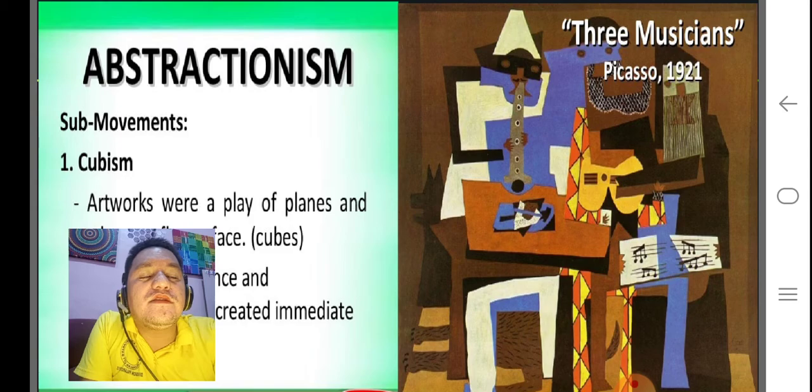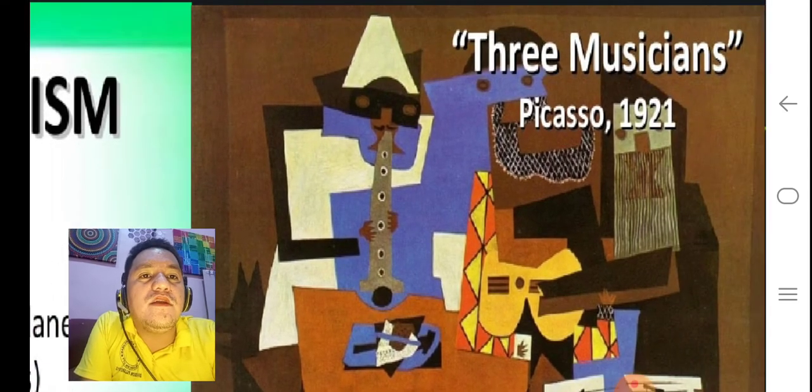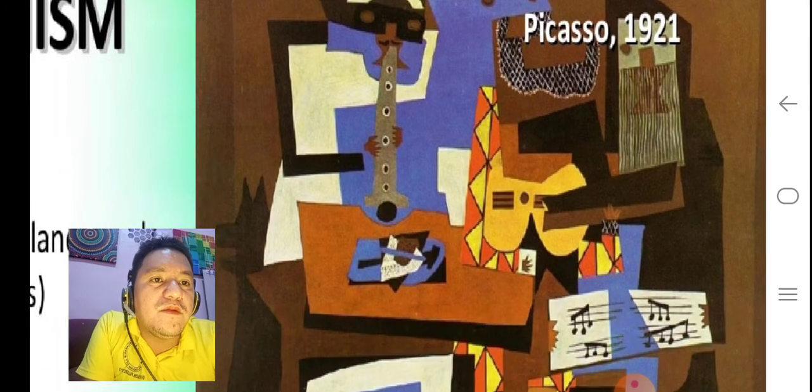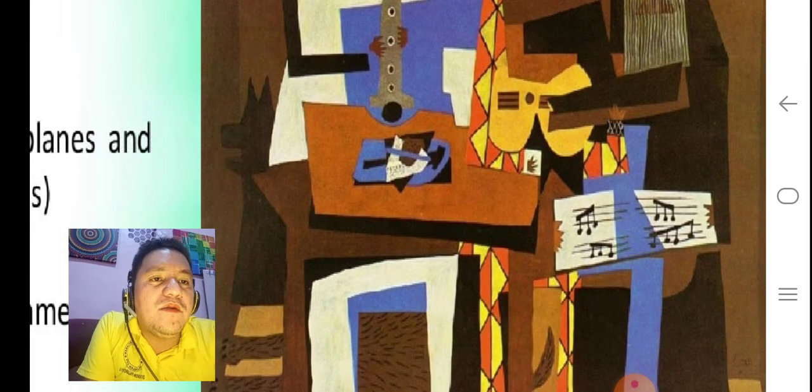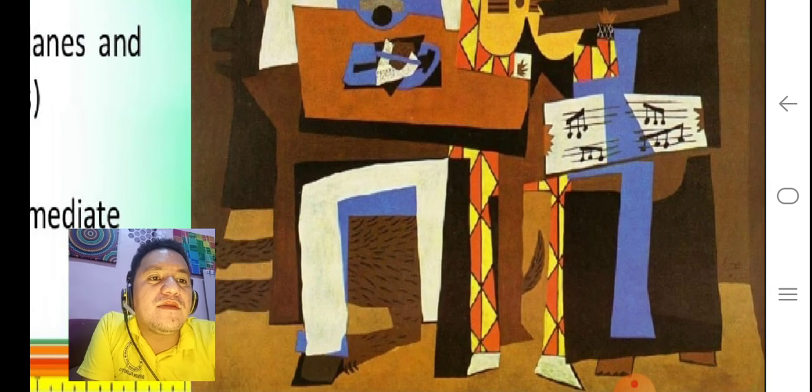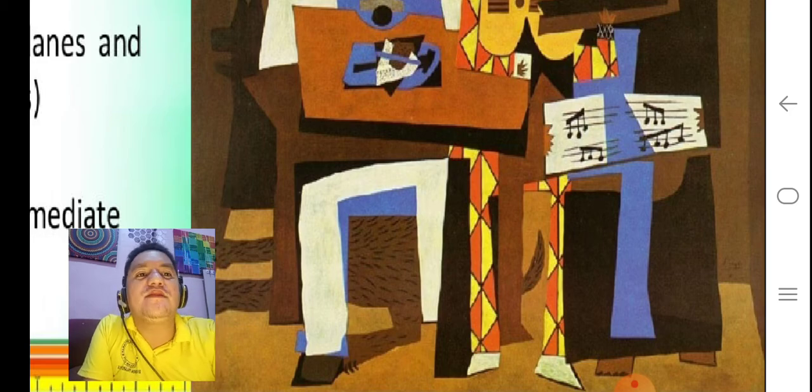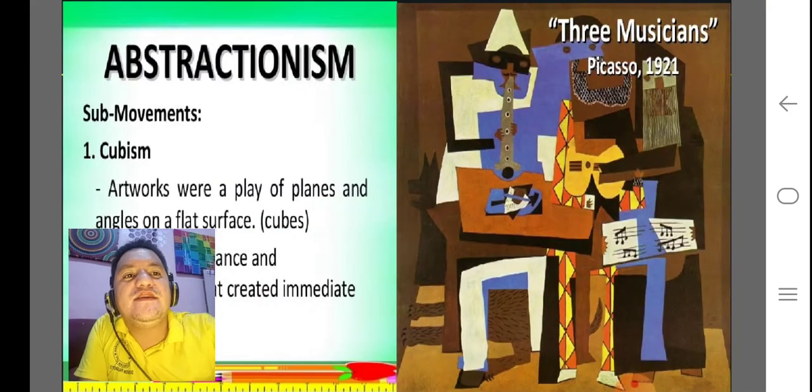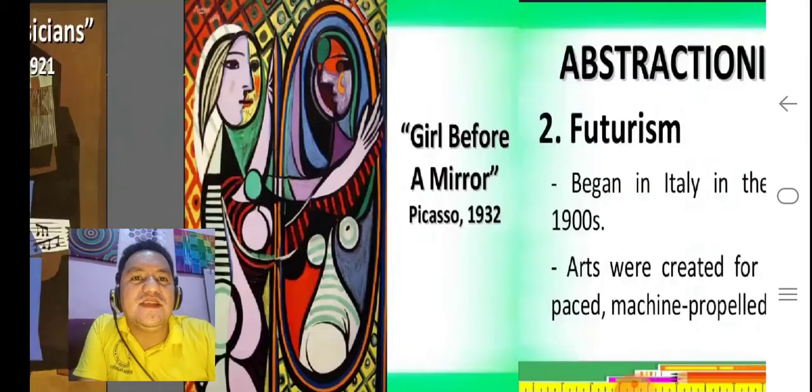So if you're going to take a look, take note of this. The one who's having a flute, the one who's having the guitar, and the one who's holding the, what do you call that? Note, parang music notebook or what? Okay? So, yan. Diyan daw natin ma-identify yung abstractionism.